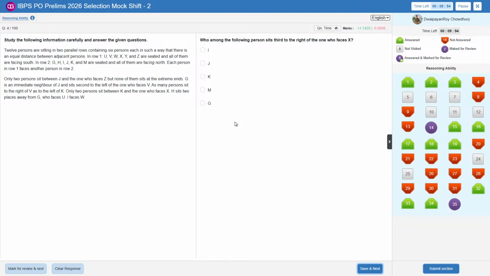Only 2 persons sit between G, J, and the one who faces Z. This is Z, but none of them at the extreme end. So I get a clear clue. 1, 2, Z or Z, 1, 2, G. G is an immediate neighbor of J and sits second to the left.